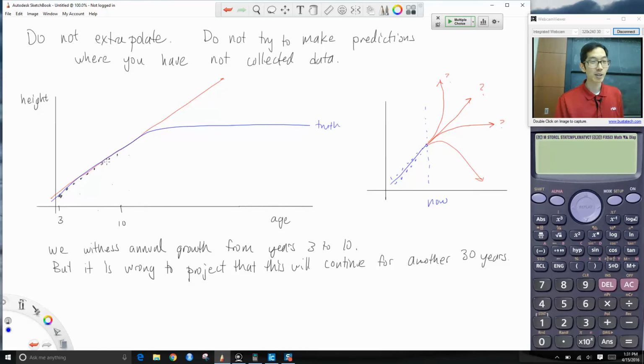It's very simple, like age versus height, but we like to do stuff like this. We like to try to guess what's going to happen in the future based on what has happened in the past. So those are our warnings against the usage of linear regression.